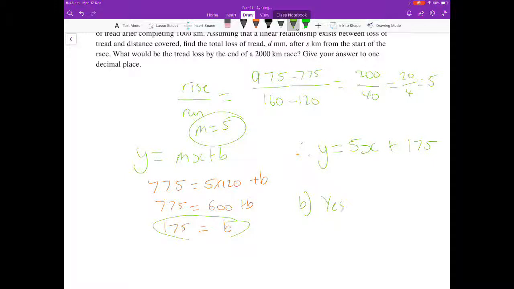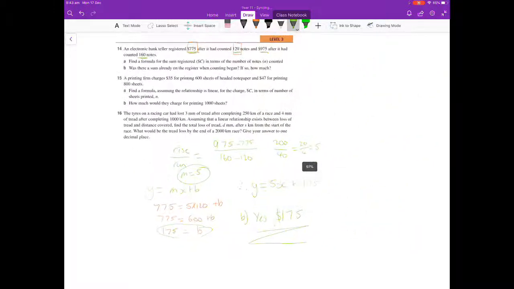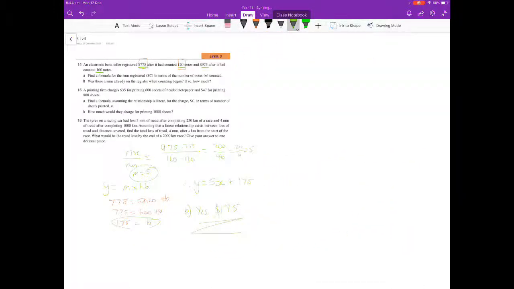Now, question B. Yes, we started with something. Our initial value there is, of course, $175, because that is where we hit the y-axis. Or let's look at the c-axis for this particular question. That was, of course, 14 for here, for B. Let's jump over to question 15.